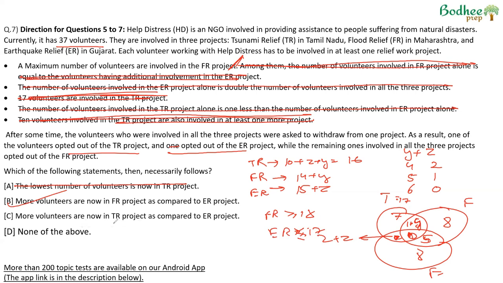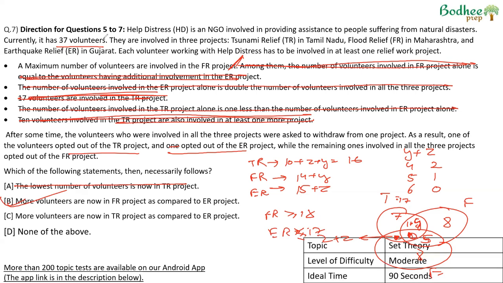More volunteers in TR as compared to ER? Again, it depends. If Z is 2, ER will be 17 and this is 16, so TR will be lesser. So this is not necessarily true. Definitely B will always be true. In terms of level of difficulty, again, I'll say moderate to difficult because there are cases here, about 2 minutes to solve.